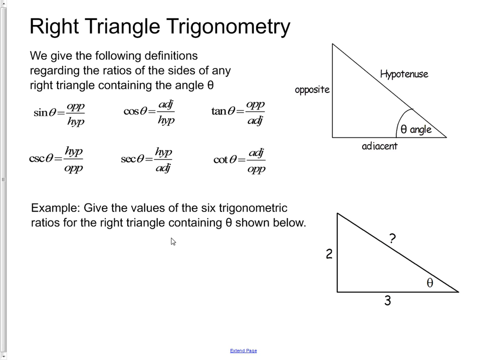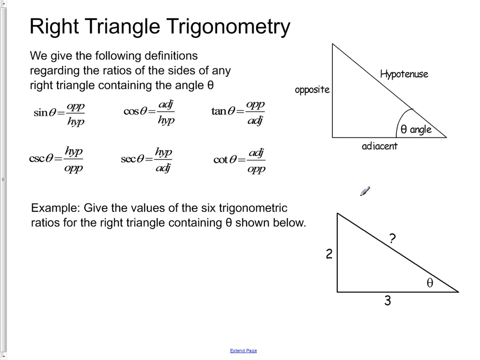Now, we don't even really have to know the angle as long as we know two sides of a right triangle, because we can simply apply the Pythagorean Theorem to find the rest of the information we're interested in. For example, in this particular case, we have a triangle that has an adjacent side of 3 and an opposite side of 2 from our given angle theta.